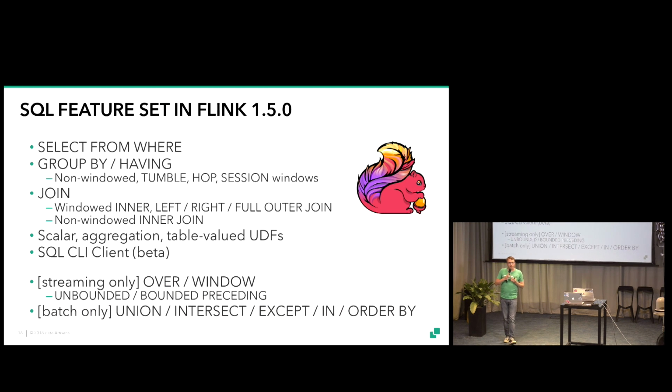This is the core principle of how Flink treats batch and streaming unification. It basically means evaluating a regular SQL query incrementally as the input changes. So what is the feature set covered in Flink 1.5, which was released about a month ago?